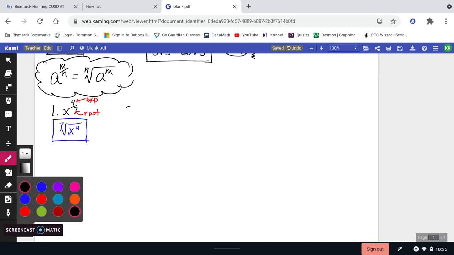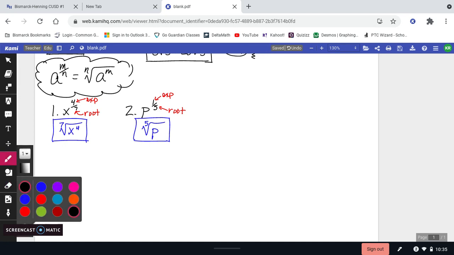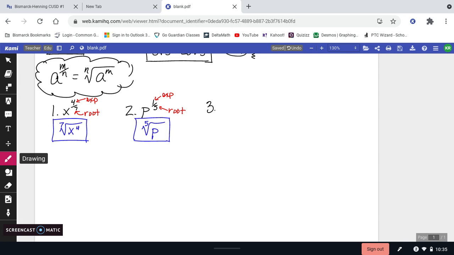Okay, next one. If we have p to the 1/5 power, same thing. So the numerator is going to become your exponent. The denominator is going to become your root. Okay, so here this is going to be 5th root of p to the 1st. You don't have to write the 1, so you can write it just 5th root of p, and that's the same thing. Okay, so number 3.